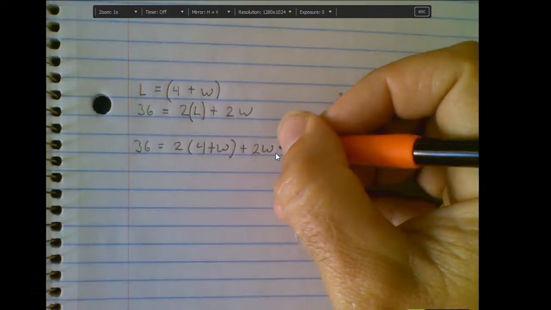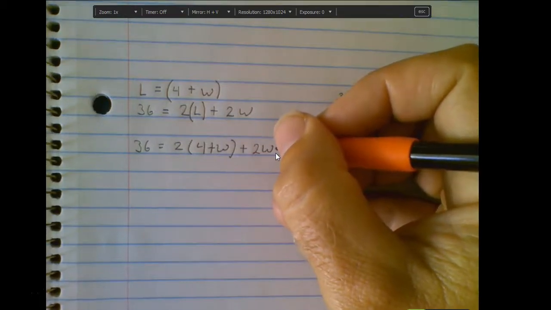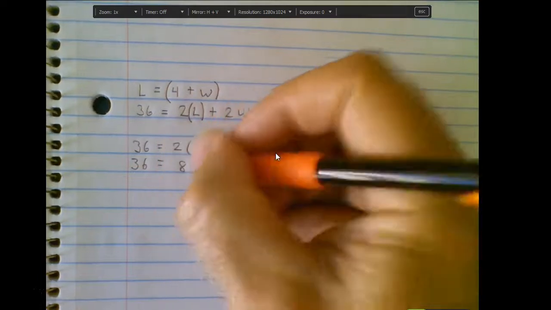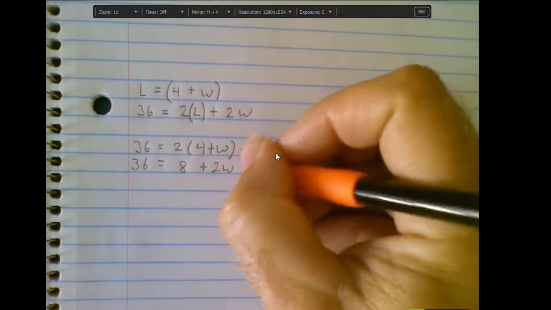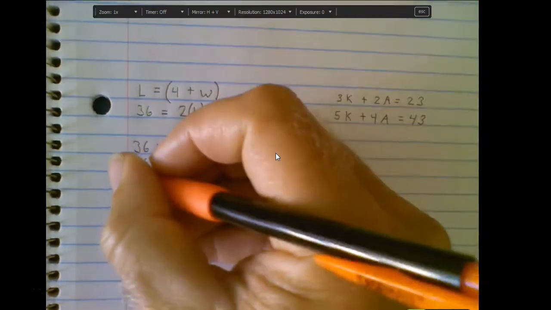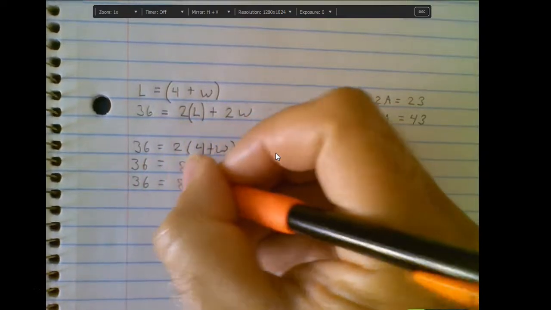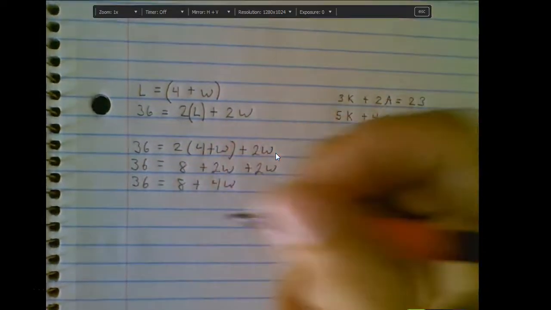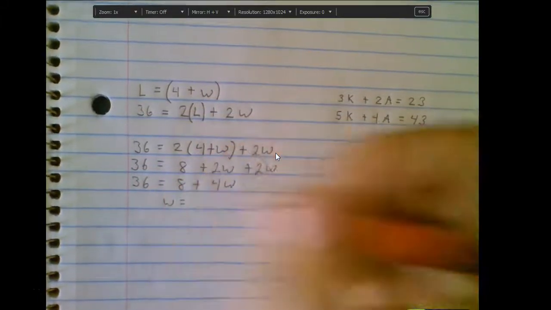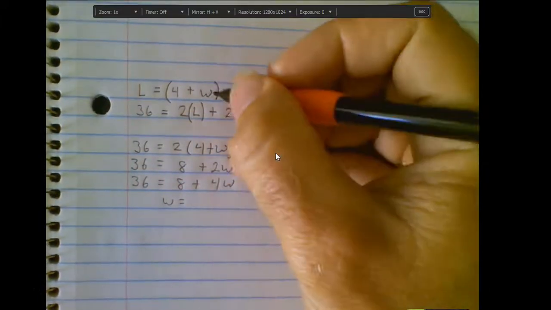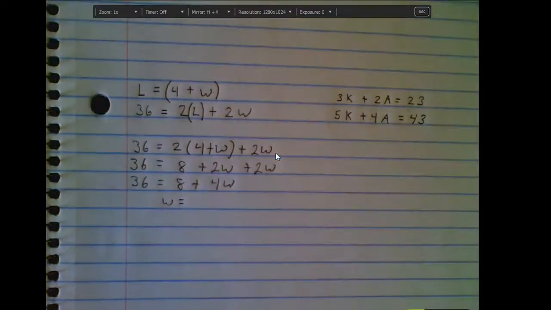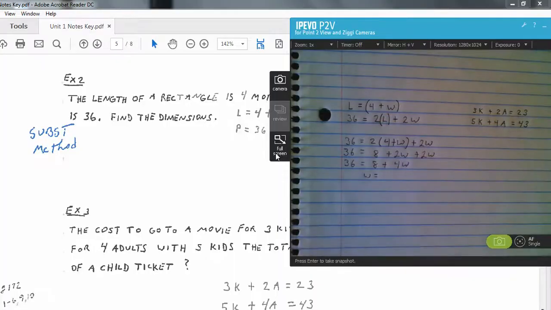And now I have an equation with only W's in it, so now it's easy to solve. So I'll go through it really quick for you. So distribute the 2. Plus 4W. And then if you subtract the 8 and divide by 4, we get our width. And then obviously once you get the width, you can just plug that back in for W and come up with your length that way. And so that's the substitution method way of doing it. Let me show you one more.